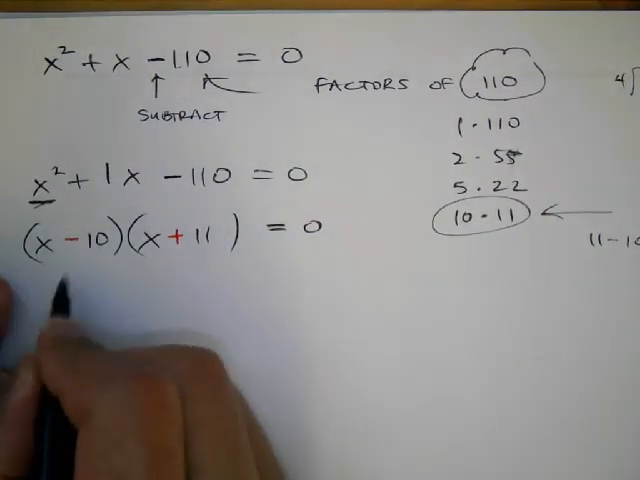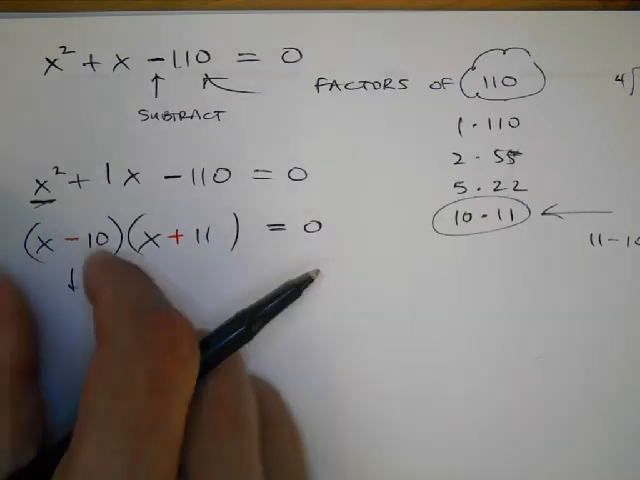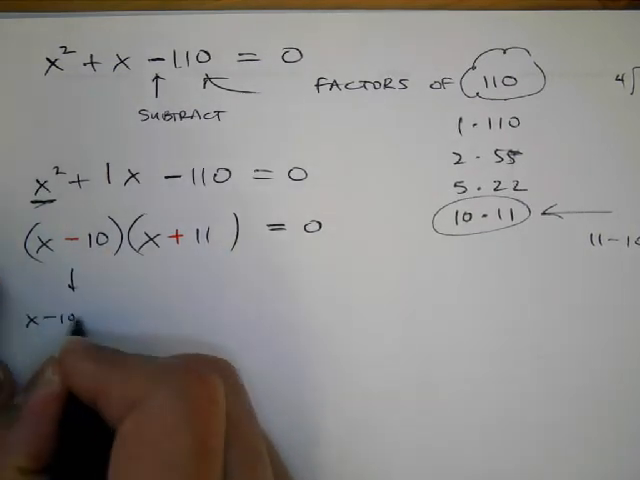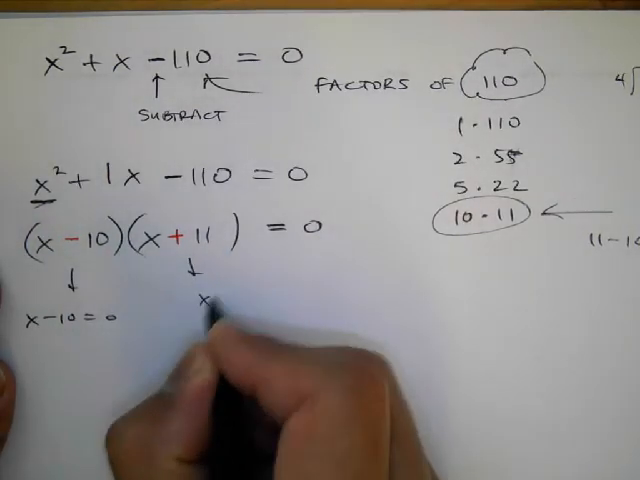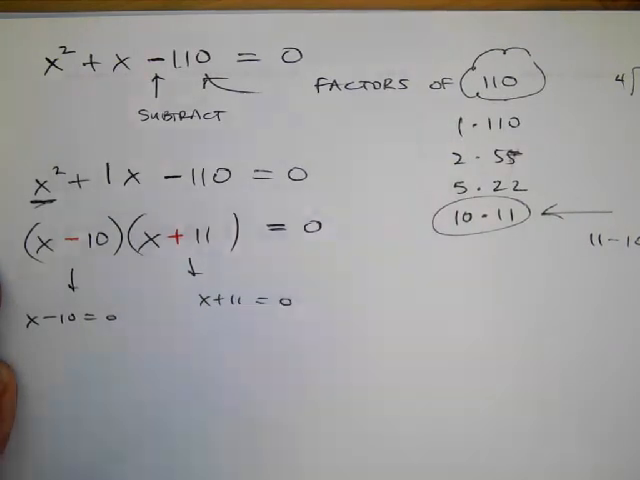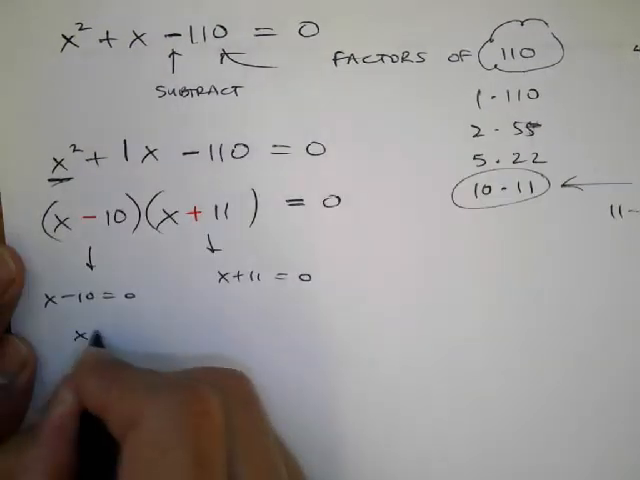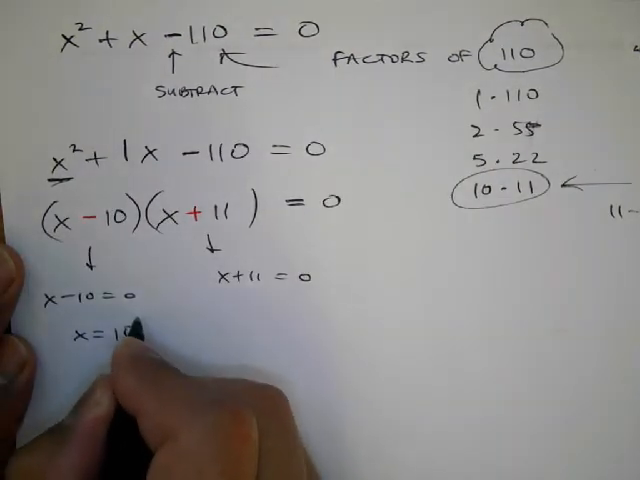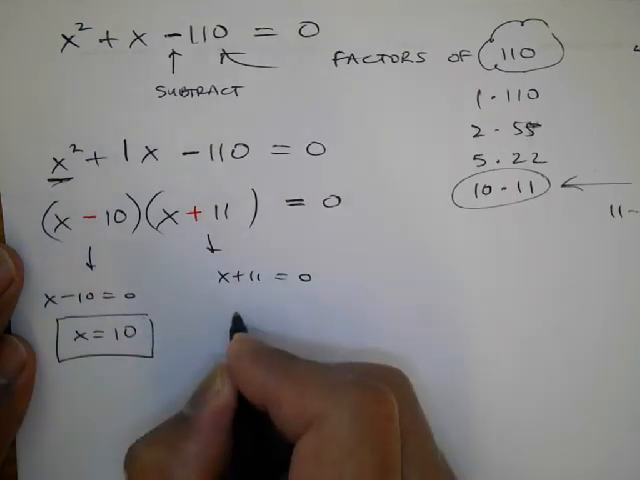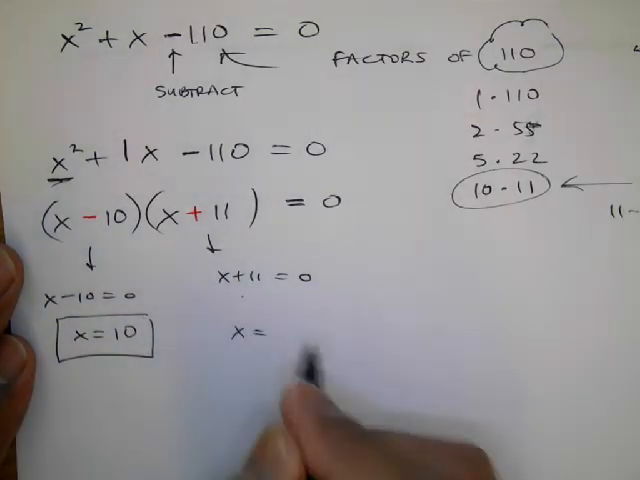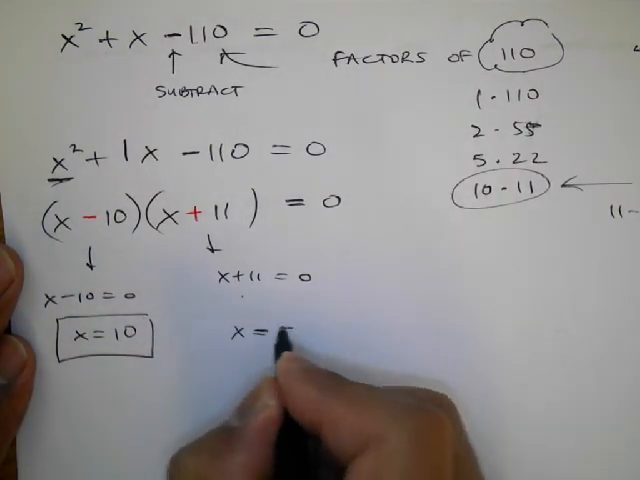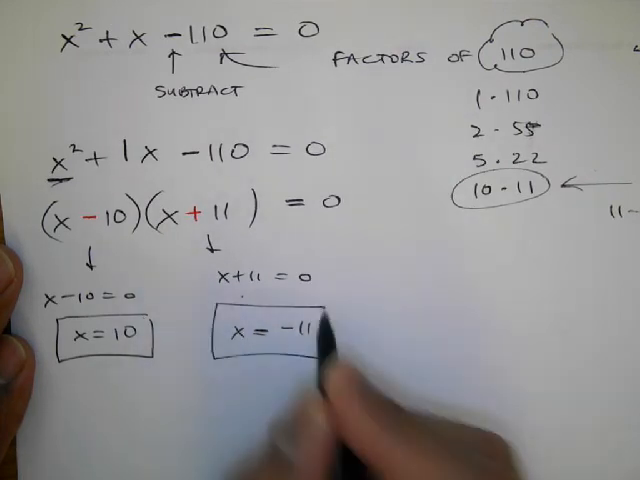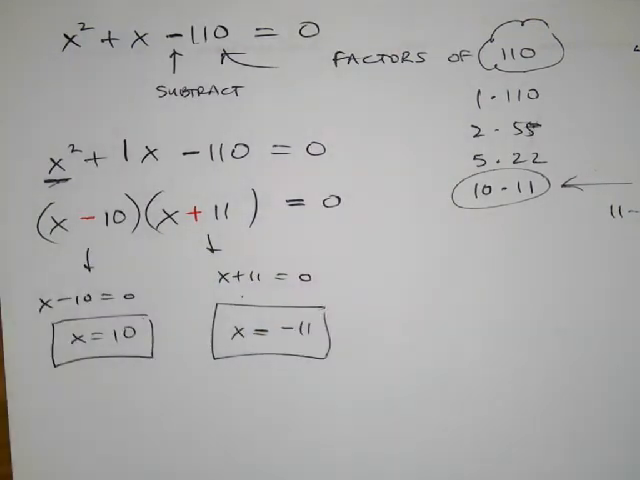Okay, so these will factor when you get a quadratic. And then finally, this one you're going to put x minus 10. This parentheses, you put it equal to 0 and solve it. This x plus 11, you also put it equal to 0 and solve it. So this one's x equals positive 10. And this one's going to give you x equals negative 11.